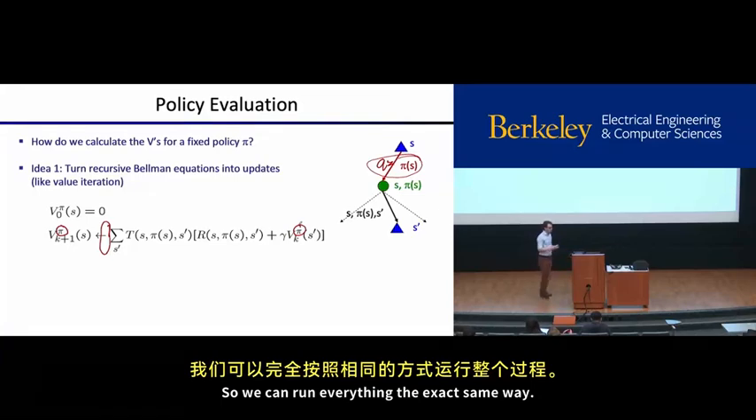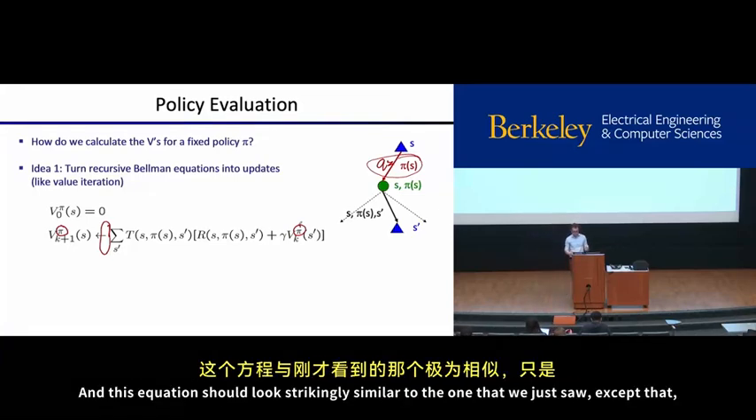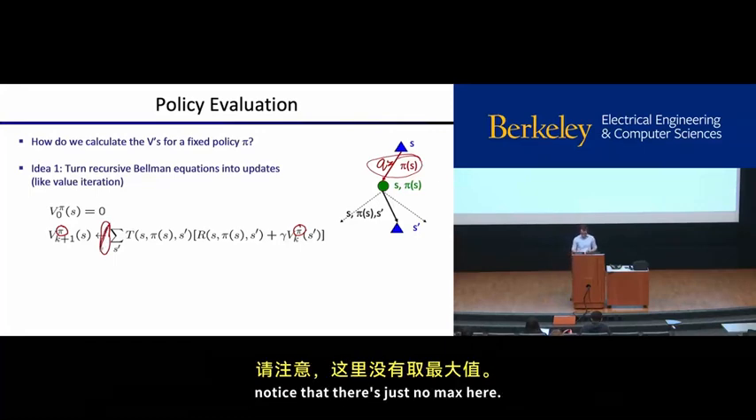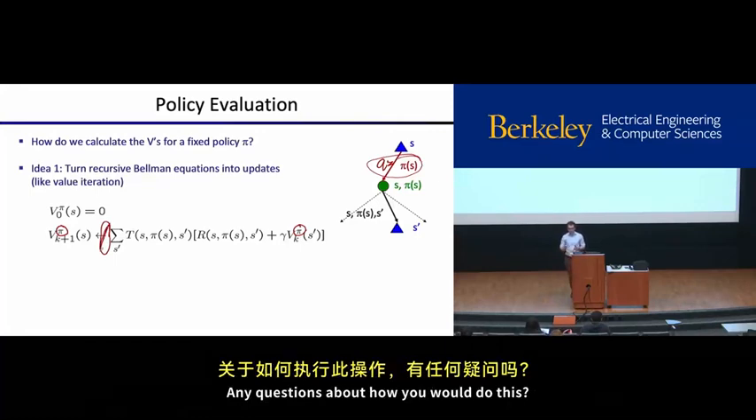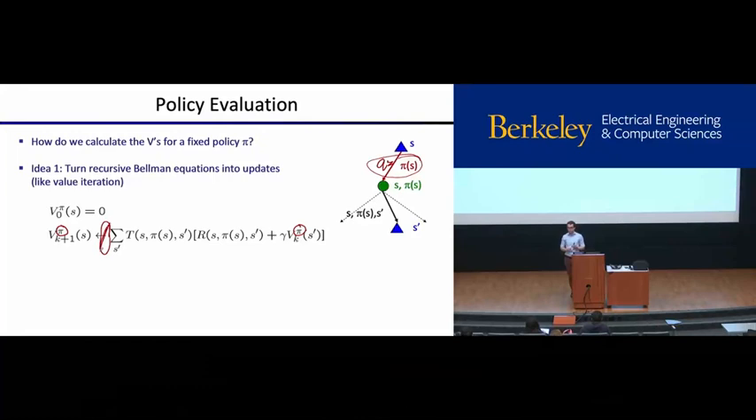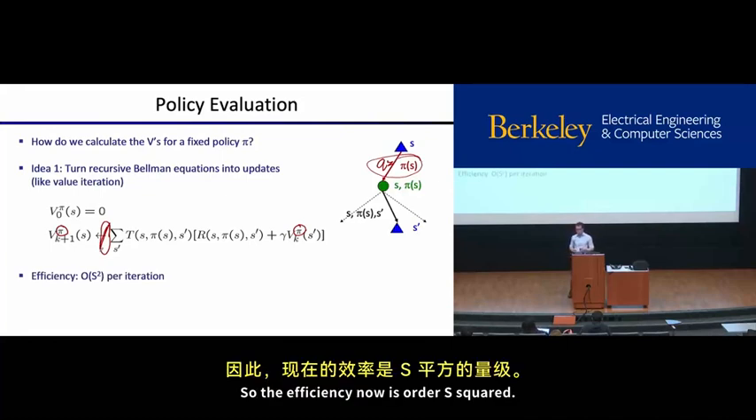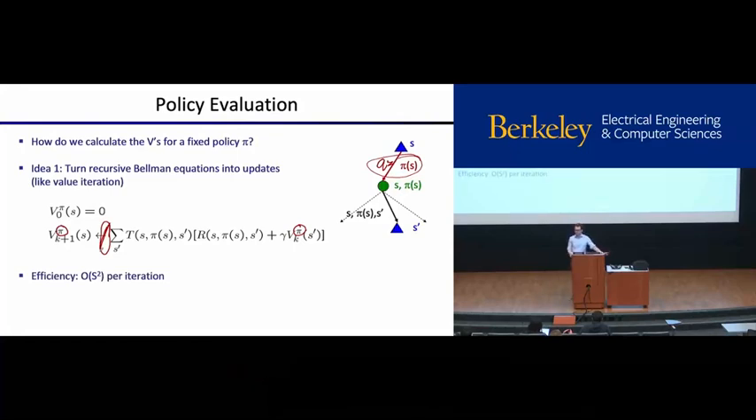All right? So we can run everything the exact same way, and this equation should look strikingly similar to the one that we just saw, except that notice that there's just no max here. Any questions about how you would do this? Okay. So the efficiency now is order s squared. Why is it order s squared?